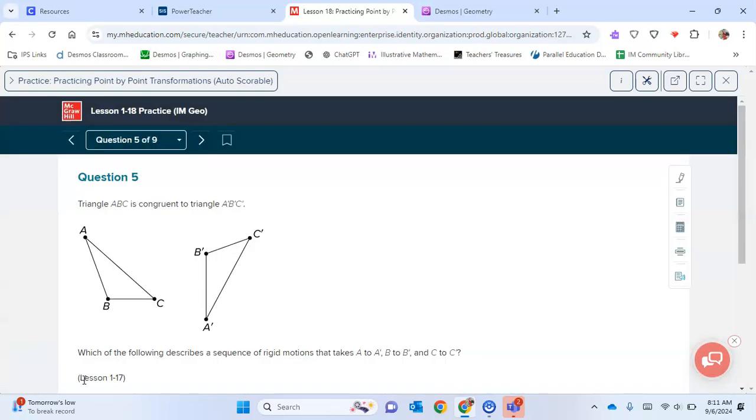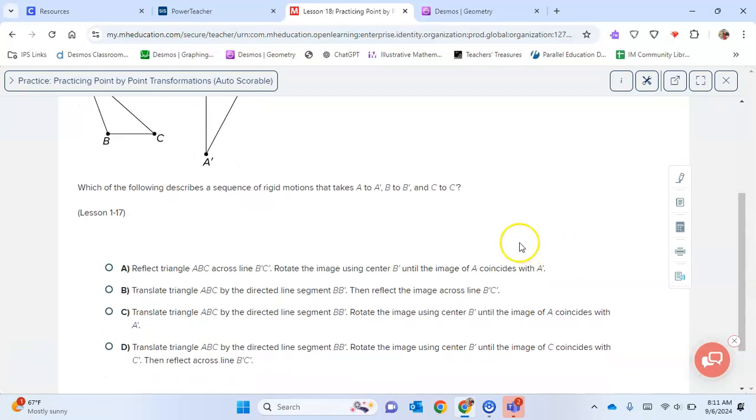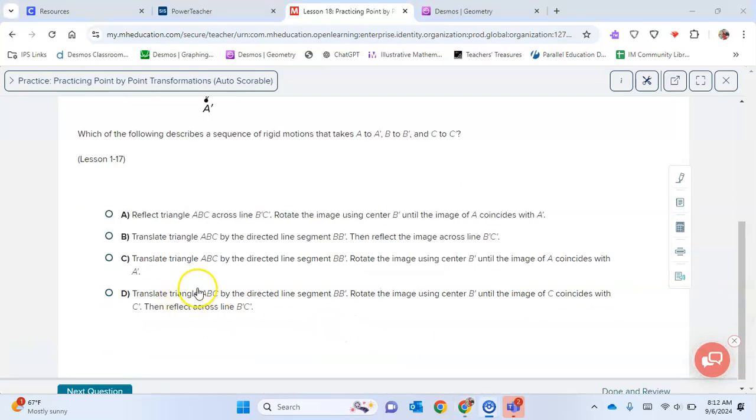Question 5, triangle ABC is congruent to triangle A prime, B prime, C prime. Which of the following describes a sequence of rigid motions that takes A to A prime, B to B prime, and C to C prime? So you can see it says C to C, so we are going to rotate it about point C. To do this, we have to translate, rotate, and reflect.